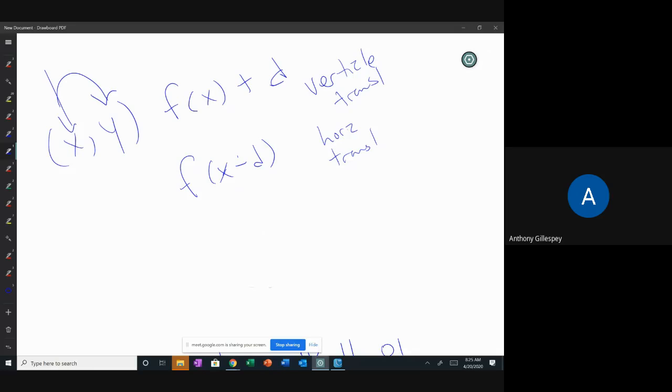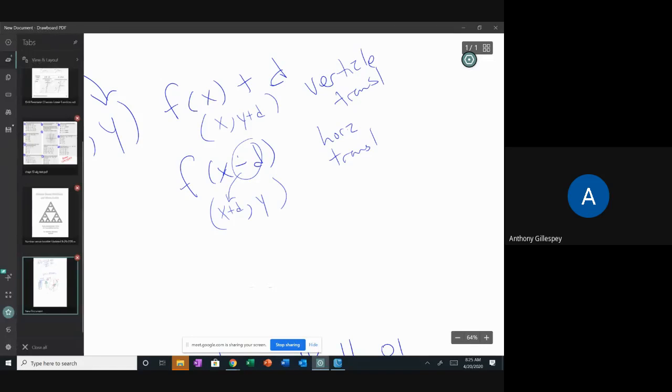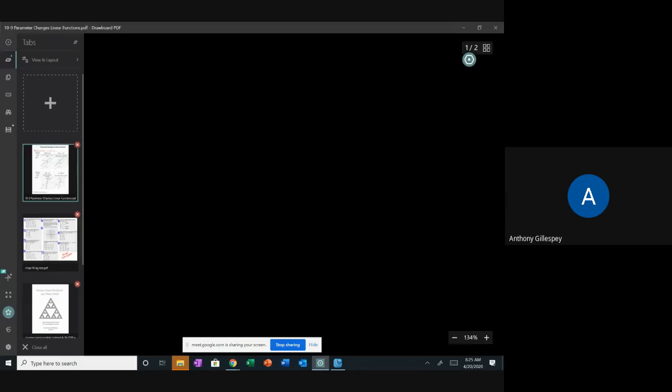All right, so plus d translates vertically. Plus or minus d inside of parentheses translates horizontally, right? The coordinates for f of x plus d, with the d outside the parentheses, is x comma y plus d. The coordinates for these points are going to be x plus d comma y. Remember, because this is going to be opposite. All right, so that's the key. And I don't think those are too bad.